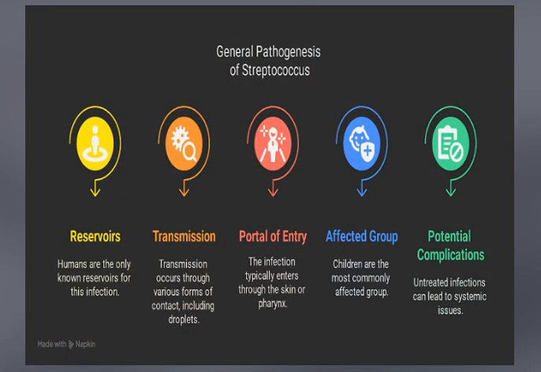Understanding Streptococcus pathogenesis involves several steps. Humans are the exclusive reservoirs, meaning transmission occurs only between people. The bacteria spread through contact and respiratory droplets. They typically enter via the skin or throat, with children being the most affected group. If untreated, infections can lead to serious complications, emphasizing the importance of early detection and management.